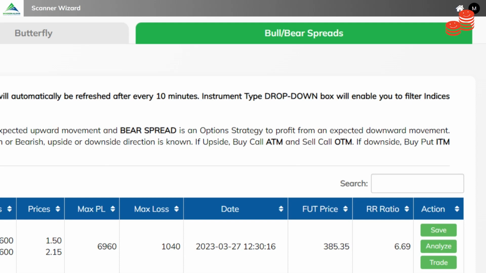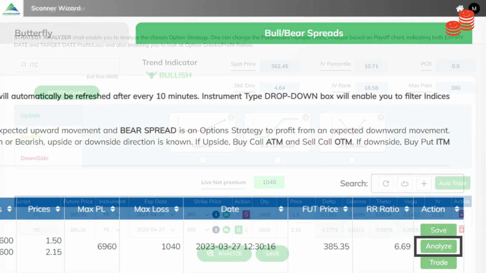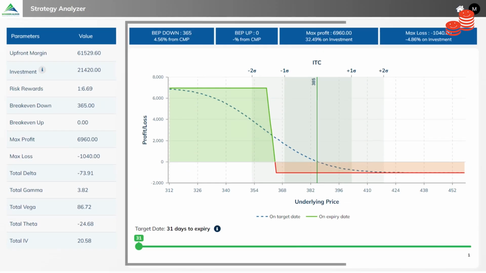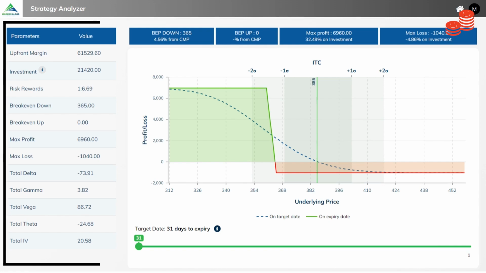After choosing a strategy based on your risk-reward objective, click on the Analyze button to view the strategy profile. Here you can view leg-wise details, payoff chart, and parameters like margin, max profit, and max loss, among others.